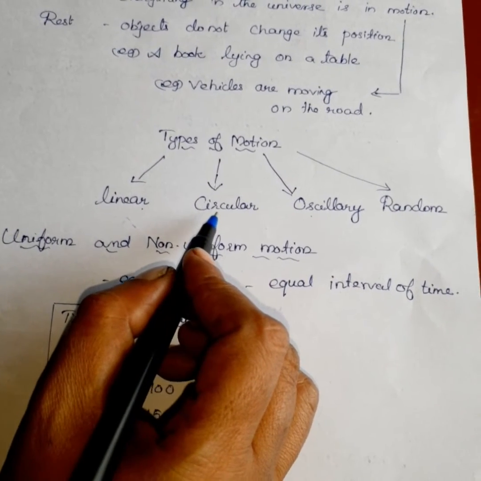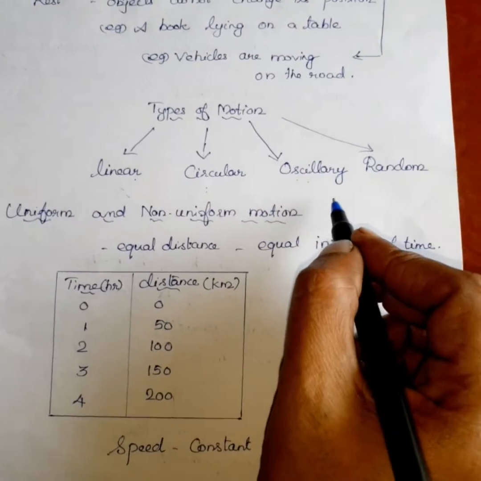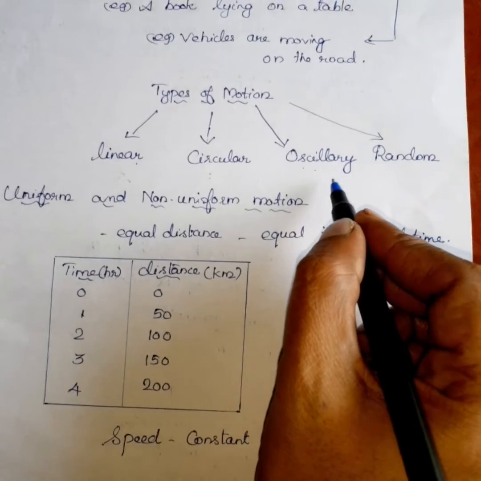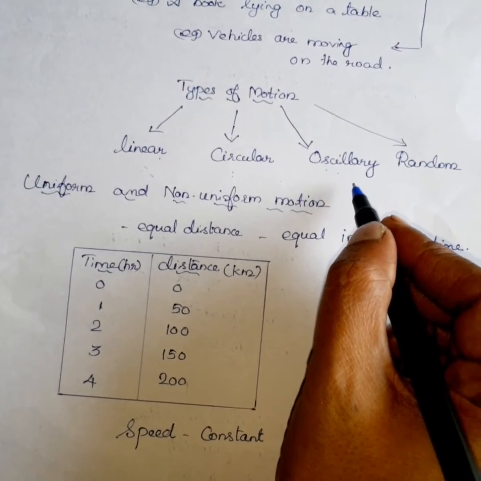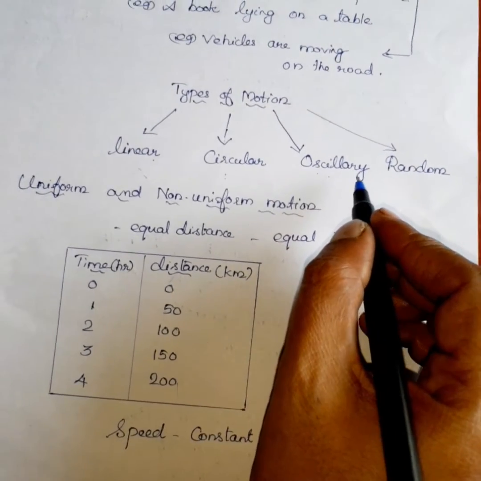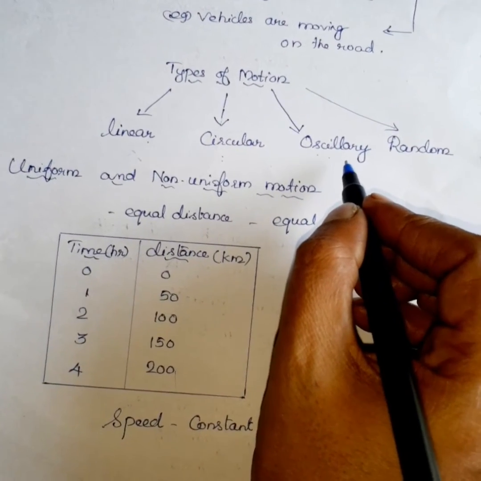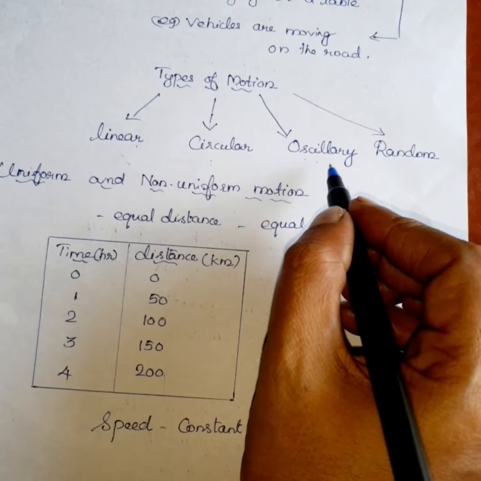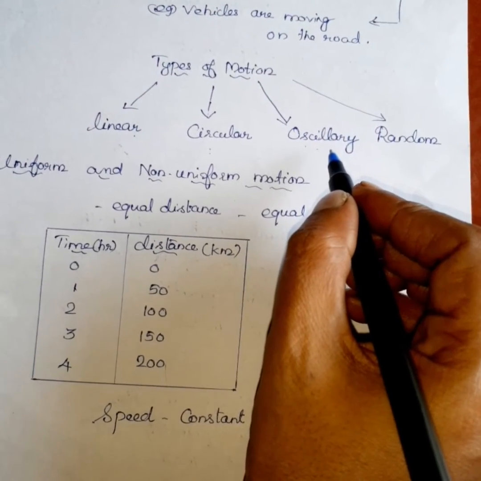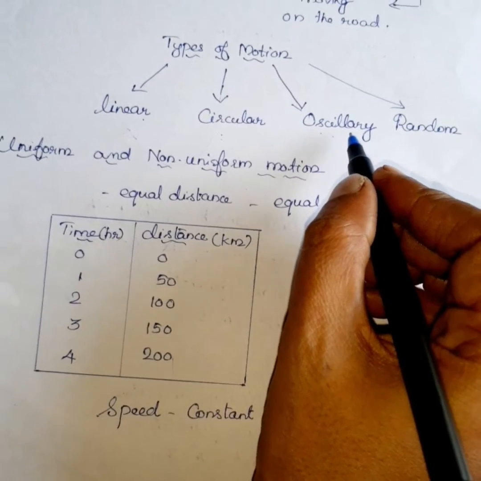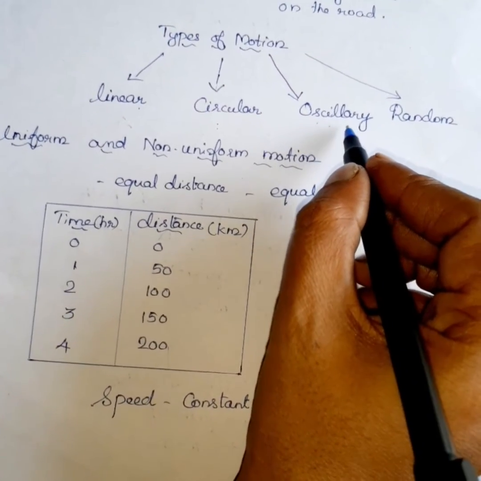Now you are going to study oscillatory motion. To and fro motion of an object at regular intervals of time is called oscillatory motion. Examples: the motion of a swing and the pendulum of a clock. These are examples of oscillatory motion.